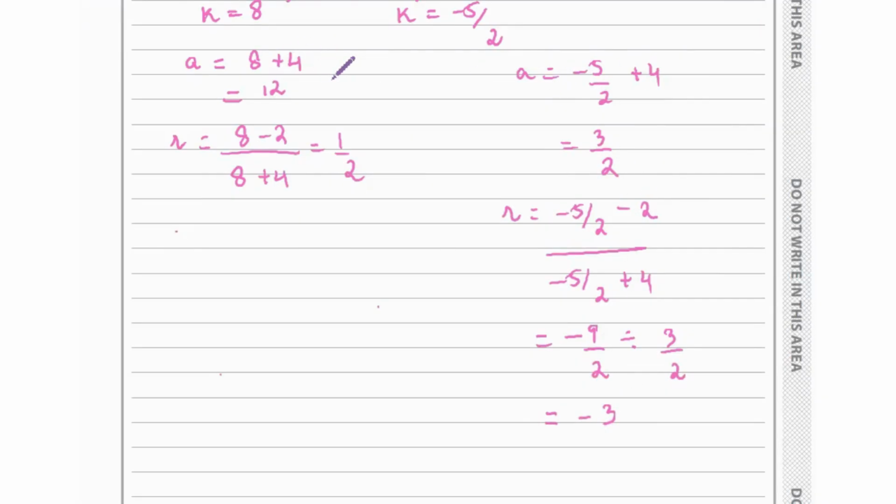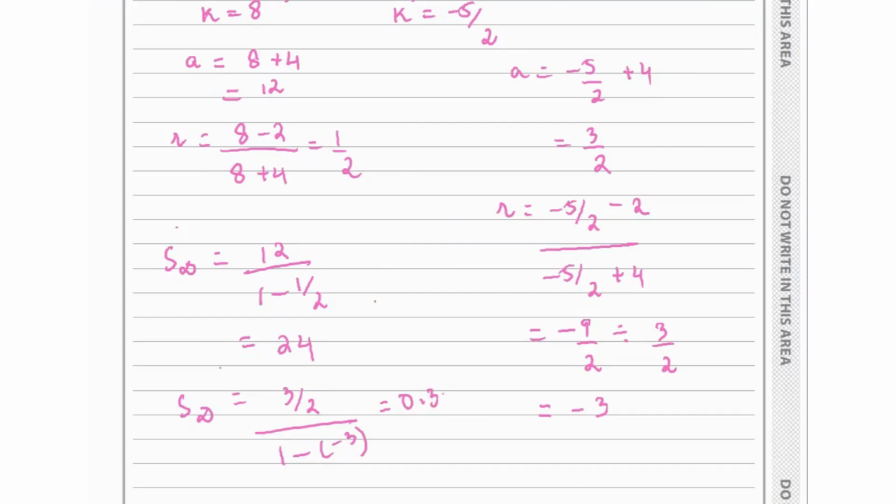So if we use k equals 8, we're getting a equals 12 and r equals 1 over 2. If we use k equals negative 5 over 2, we're getting a equals 3 over 2 and r is negative 3. If I find the sum to infinity using the first set of values, it's going to be 12 over 1 minus 1 over 2, which gives us a value of 24. And if I use the second set of values, that's 3 over 2 divided by 1 minus negative 3, which gives us 0.375.